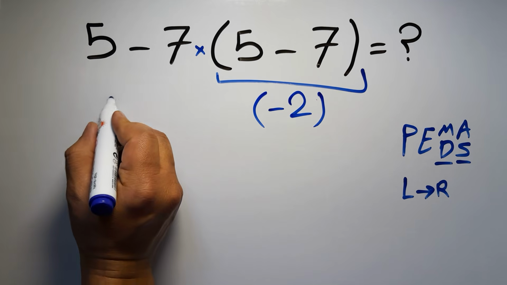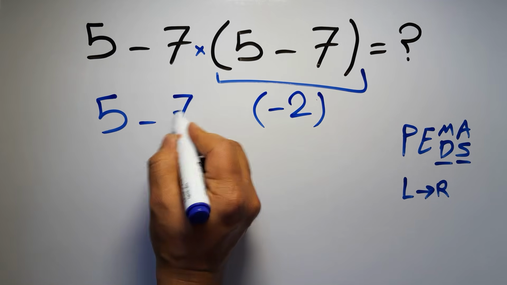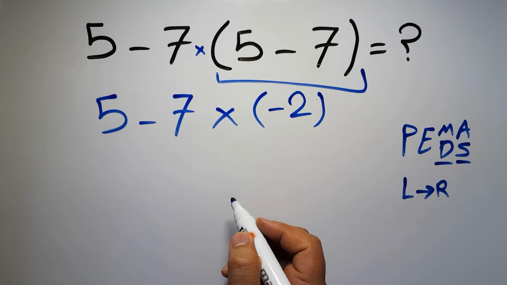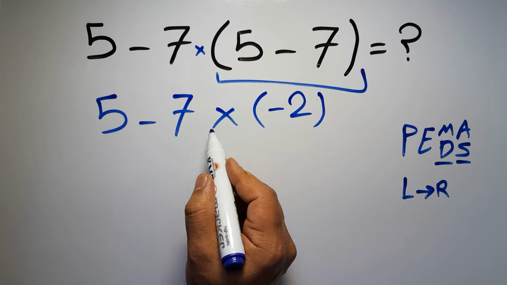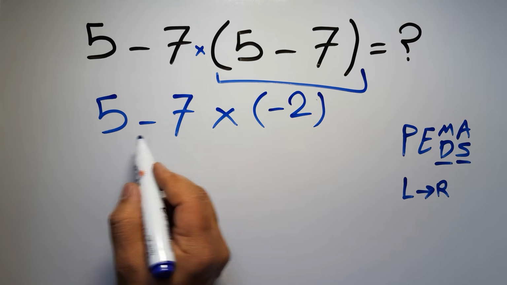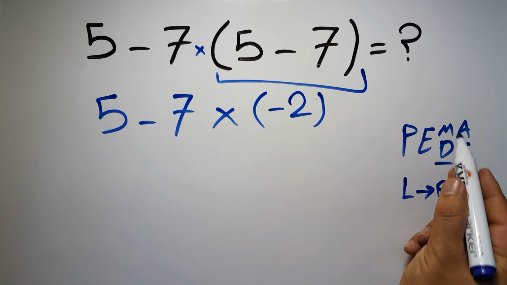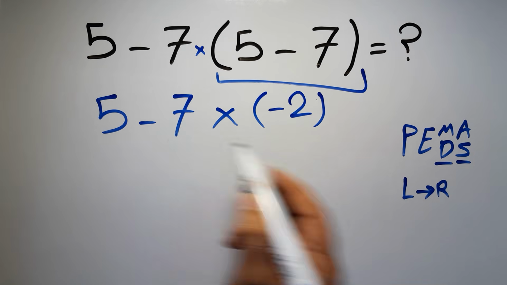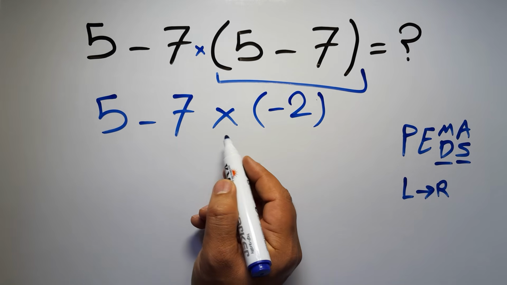So 5 minus 7 then times negative 2. Now we have one subtraction and one multiplication. According to PEMDAS, multiplication has higher priority than subtraction, because multiplication comes before subtraction. So here first we have to do this multiplication.